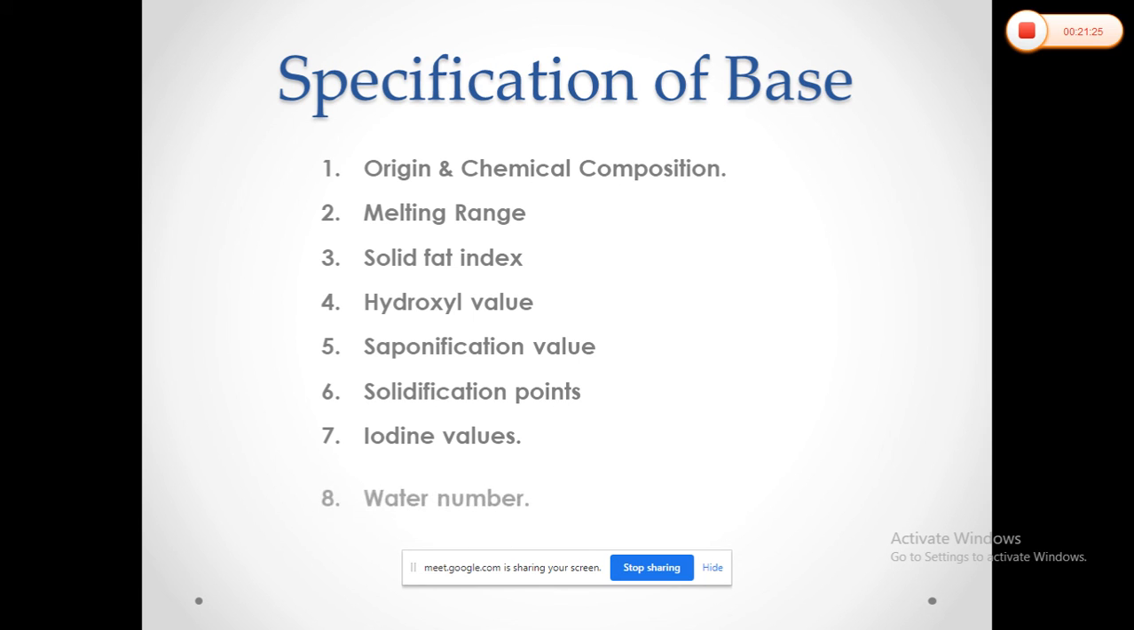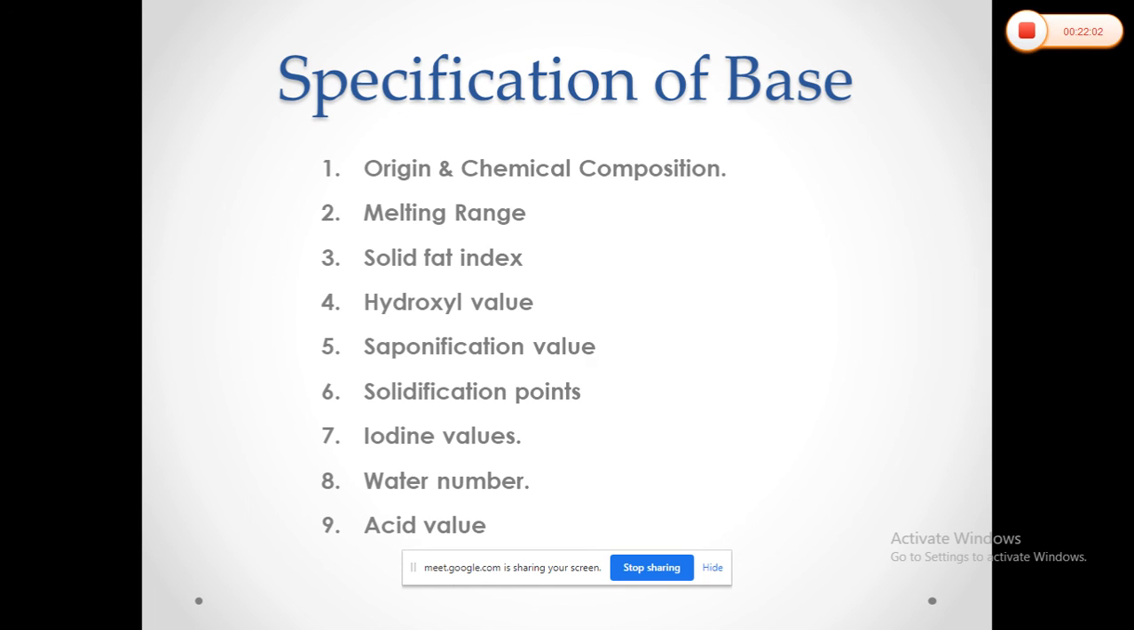Then another important specification is the water number, that I have already discussed. The amount of water taken by 100 grams of your fat. What you have to do is take 100 grams of your base and add the water dropwise. At a specific time, that particular base will not absorb any more water after the specific amount of water is incorporated in that base. So basically, this water number will help in increasing the absorptibility of water or water solubility of your drug. So for that purpose, again the water number plays an important role.